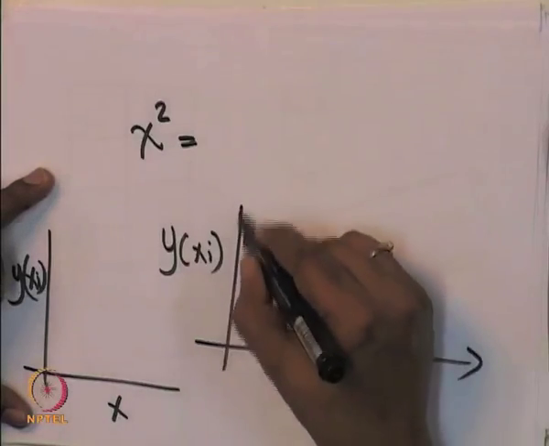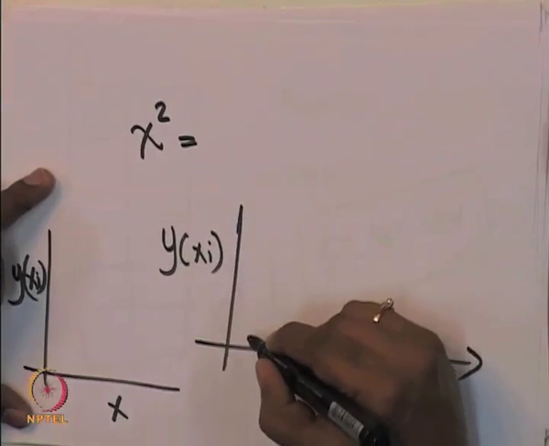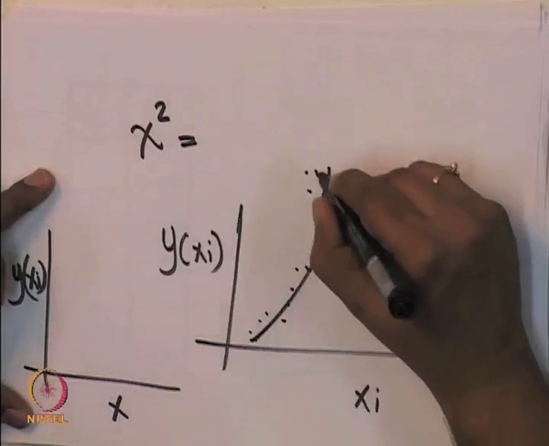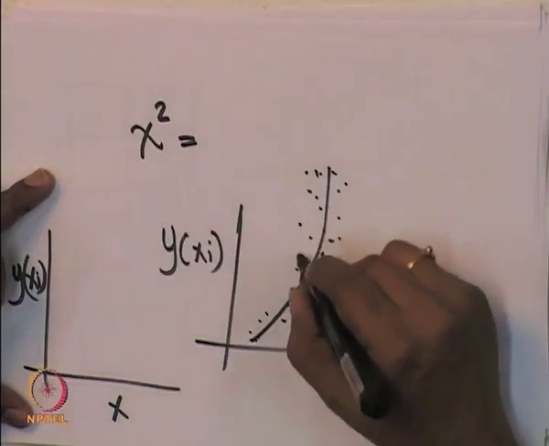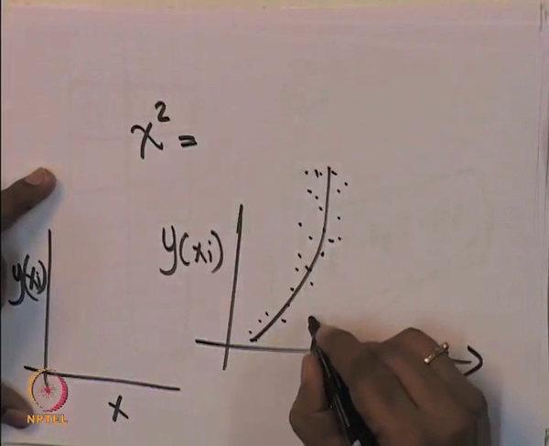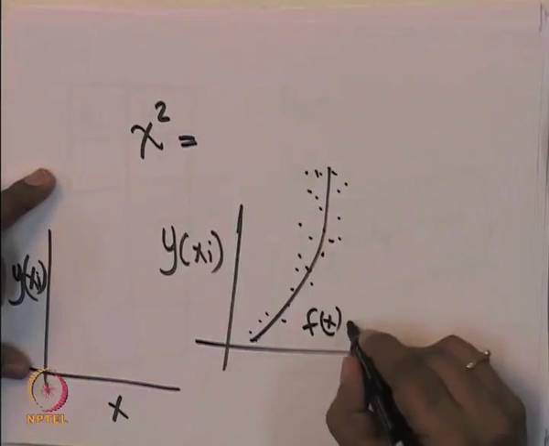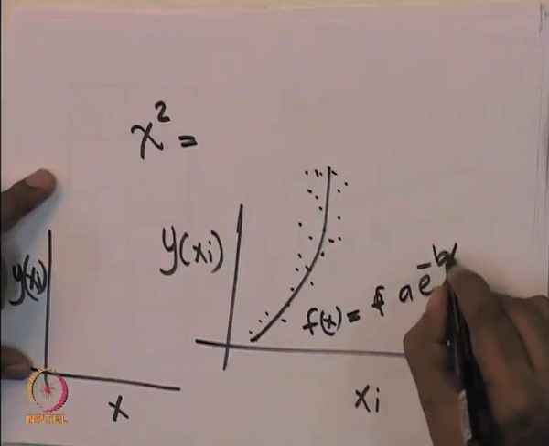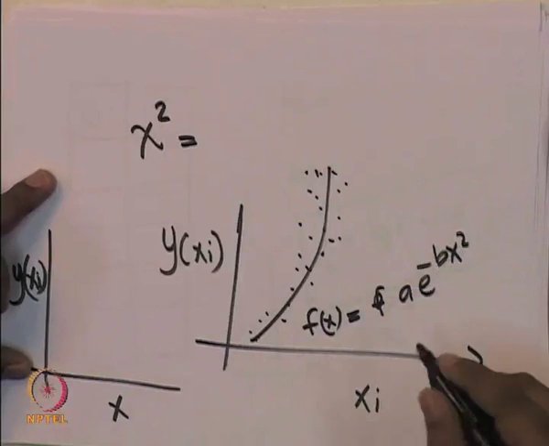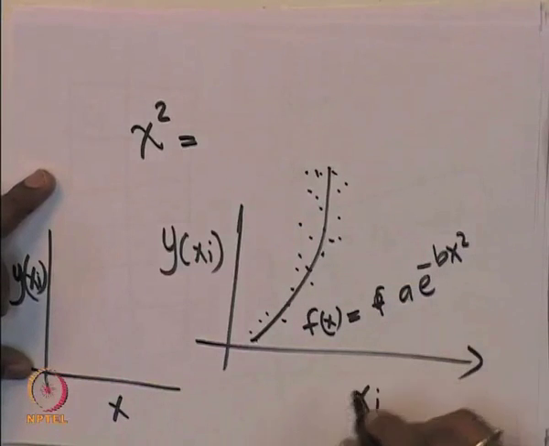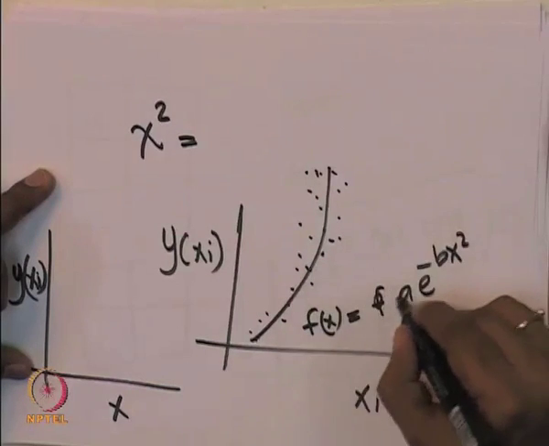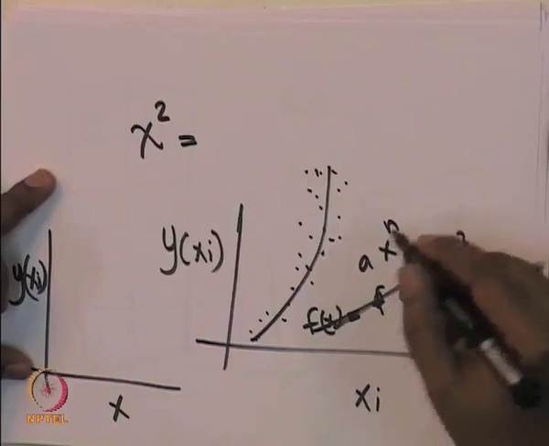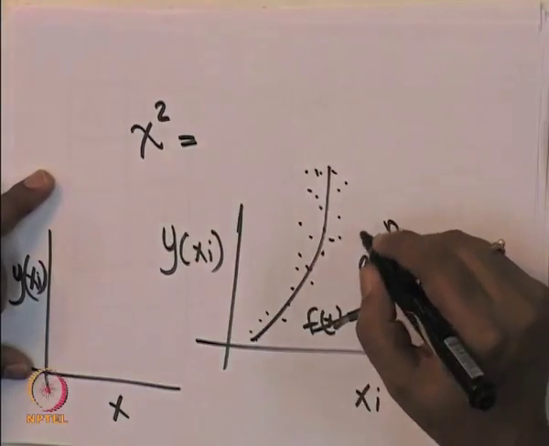This is experimentally measured y of xi. This can be some curve, it can be some data like this also. So, it might be like fitting with some, need not be a straight line, it might be fitting with a curve, some function f of x, which could be, let us say a e power minus b x square, it could be even a Gaussian, or it could be any function, it could be a x power n, in general some function, it could be any function.